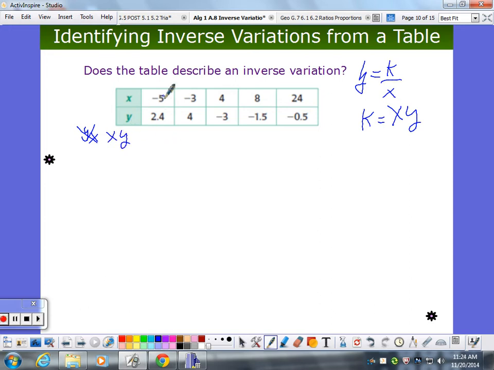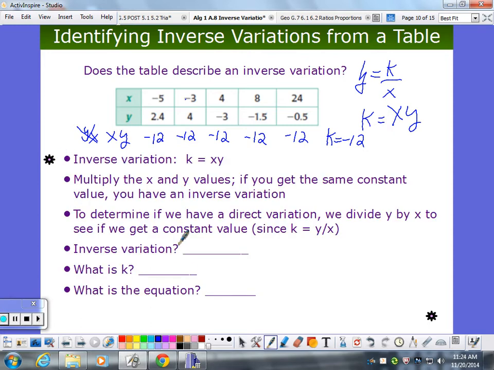That's easier, right? Do negative 5 times 2.4. What do you get? Negative 12. Negative 3 times 4. 4 times negative 3. 8 times negative 1.5. 24 times negative 0.5. See how they're all the same? So my k is always negative 12. I got there by multiplying. This is an inverse variation.